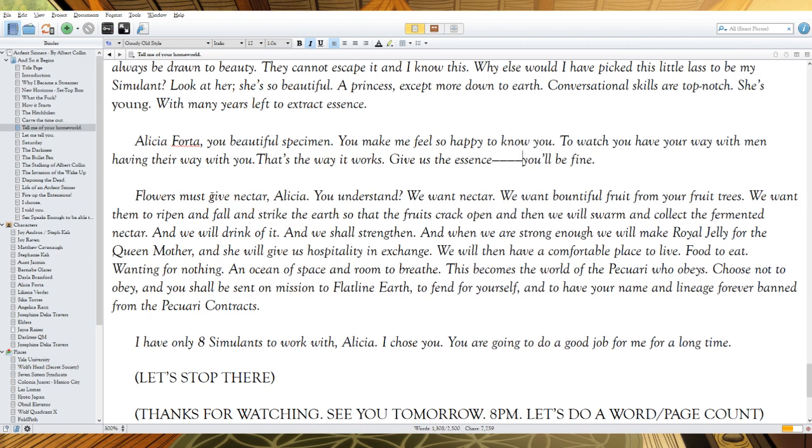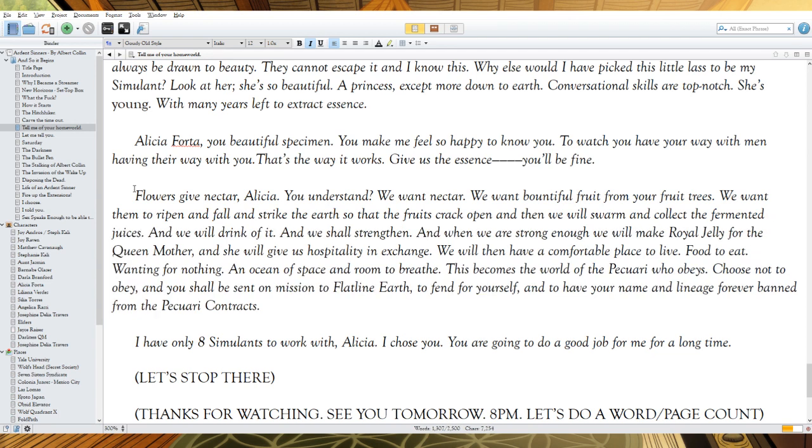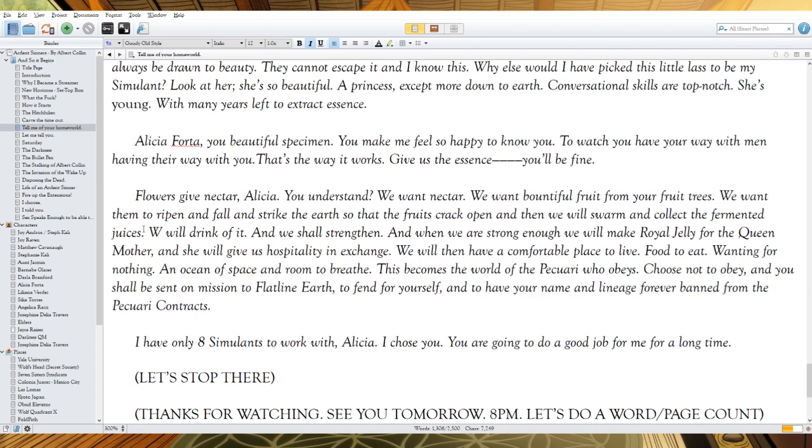Flowers give nectar, Alicia. Do you understand? We want nectar. We want bountiful fruit from your fruit trees. We want them to ripen and fall and strike the earth so that the fruits crack open, and then we will swarm and collect the fermented juices. We will drink from it. We will drink it.